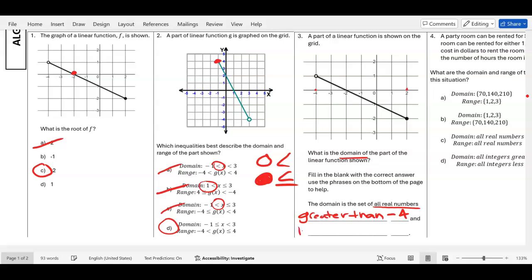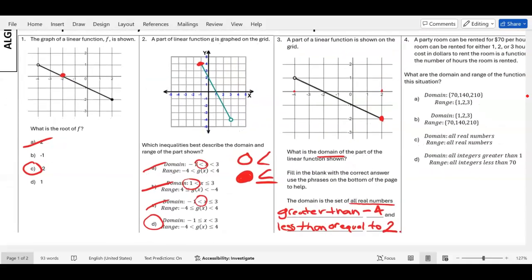And now you got to put less than. Now look, on the right side, this one is shaded in. So should I put equal to? Yes. Since it's shaded on the right, it's less than or equal to, and that value is the number 2. Okay.